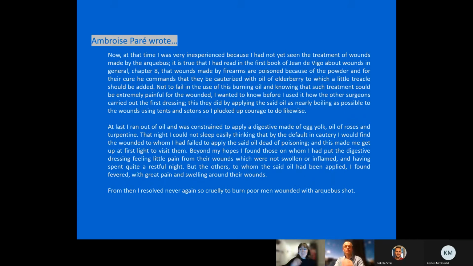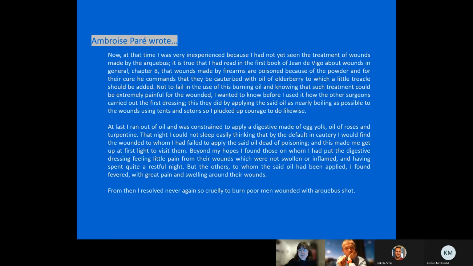And trial and error comes in. So he ran out of oil, and that forced him into making a new digestive, which is just a kind of word in the Renaissance for a mixture or a recipe. And so he decided through his experience that maybe this could work.